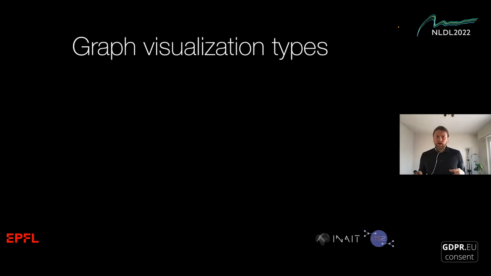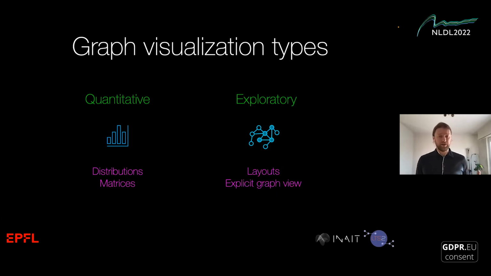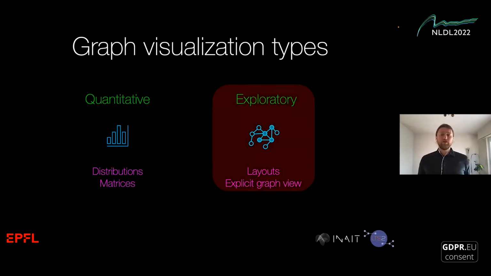So we can distinguish two types of graph visualizations. First, the rather traditional one, quantitative. It can either be a distribution of some graph measures, like Benjamin showed, for example, degree distribution, or a matrix. The most popular one is the adjacency matrix of a graph. The second type is exploratory graph visualizations, where we're dealing with algorithms that visualize graphs in space and show them explicitly. So in this part, I will only focus on the exploratory graph visualization.